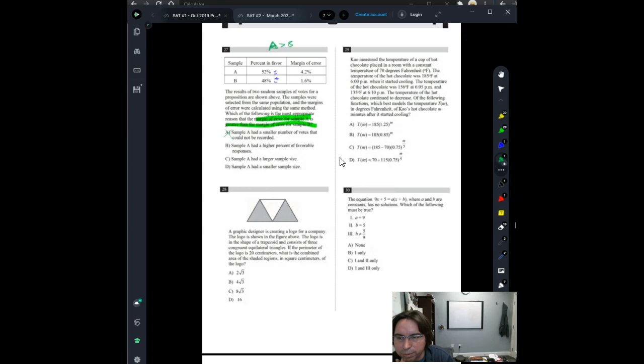B, sample A had a higher percentage of favorable responses. Again, that does not influence margin of error. What does influence margin of error is the sample size. So in order for A to have a larger margin of error, we had to have a smaller sample size. Remember, the larger the sample size, the more confidence we can feel about the results we're reporting. And so D is the answer choice. Now B had a larger sample size. That's why you have the smaller margin of error here. But for the purpose of this question, D is the answer.